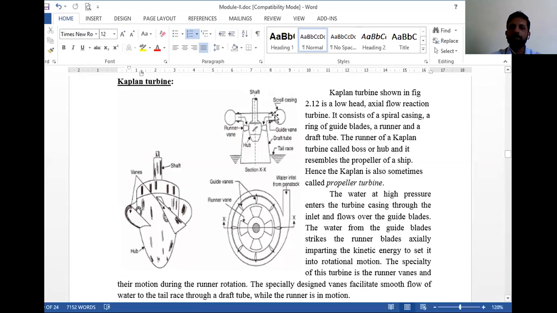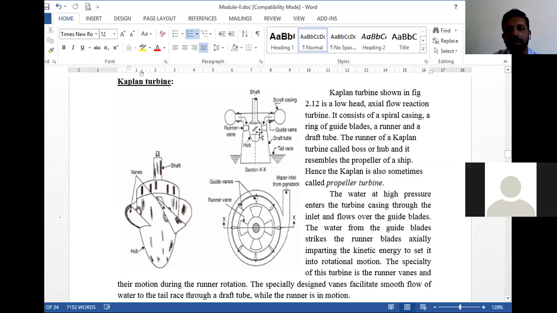So this type of turbine is going to be an axial flow turbine because it is going to flow parallel to the shaft itself. Entry is going to be parallel to the shaft, and exit is also going to be parallel to the shaft itself. So thereby, this turbine is going to be an axial flow turbine. So this is the working of the Kaplan turbine. I hope it is clear.